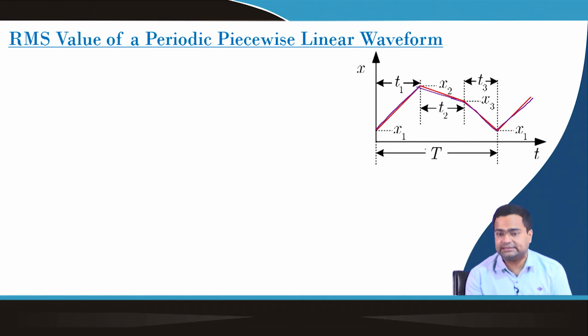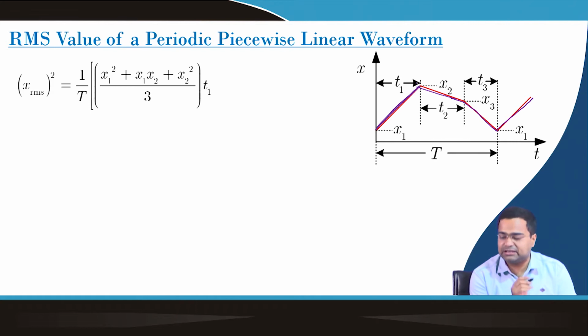That means under DCM, as long as the current waveform looks like it has a linear slope, the slope can be 0, slope can be positive, slope can be negative, it does not matter. As long as it is any periodic waveform with linear slopes, the RMS value of this waveform can be represented by 1 by T, particularly for this waveform.